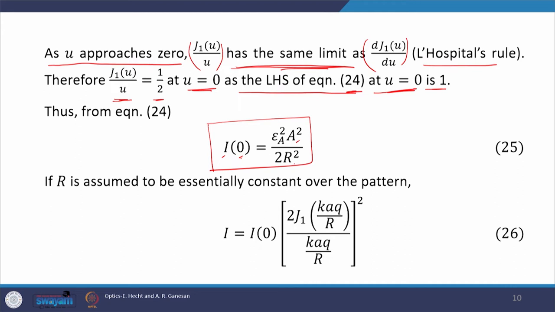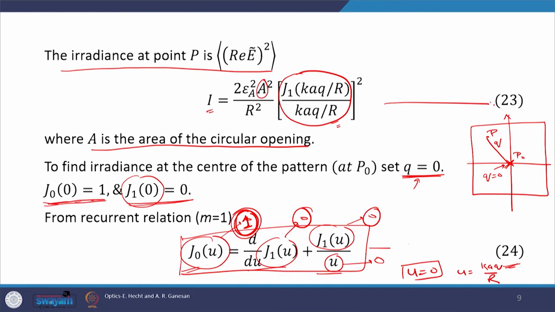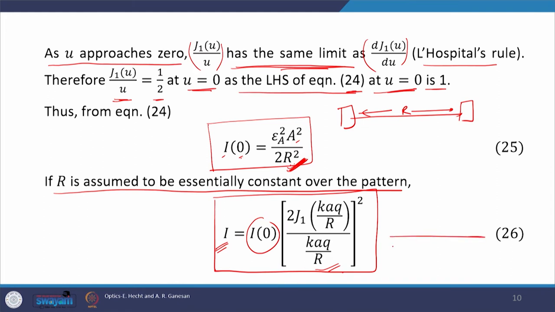Now if capital R is assumed to be essentially constant over the pattern, because everything is symmetric, because there is a circular symmetry. Now, this is the screen and this is your aperture plane, and capital R is very huge. Now, if capital R is assumed to be essentially constant over the pattern, then the final irradiance would be given by equation number 26. This is the irradiance at the center, which is I0, and the rest of the term is here, which we borrowed from equation number 23. So, this is the final expression of irradiance due to the circular aperture.